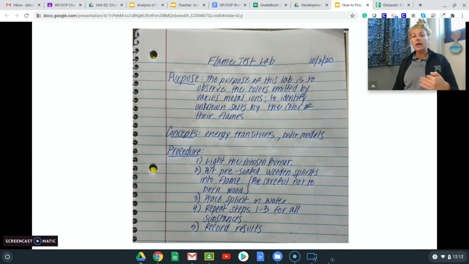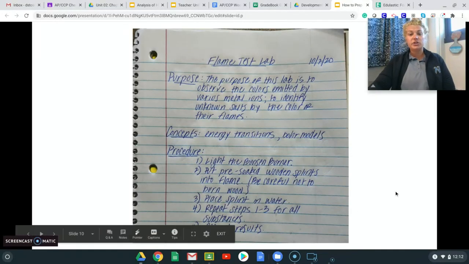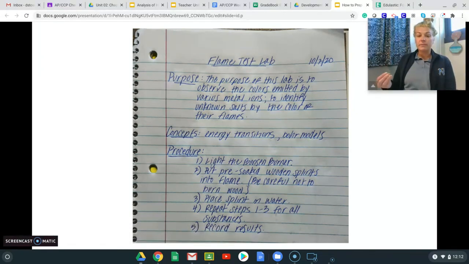So here you can see I have the original purpose and concepts that I just discussed, okay? And then my procedure is my next thing. So my procedure is light the Bunsen burner, right? I can't have fire if I don't light it. So I'm gonna light the Bunsen burner. I'm gonna put the pre-soaked wooden splints into the flame. I'm gonna be careful not to burn the wood, because if I'm burning the wood, I'm not burning the metal.